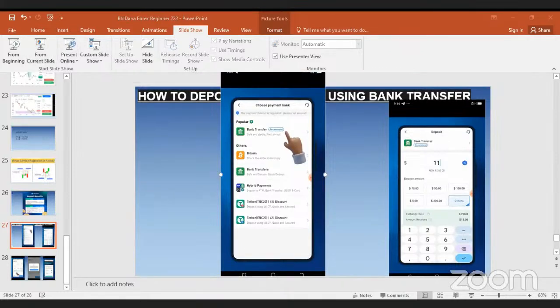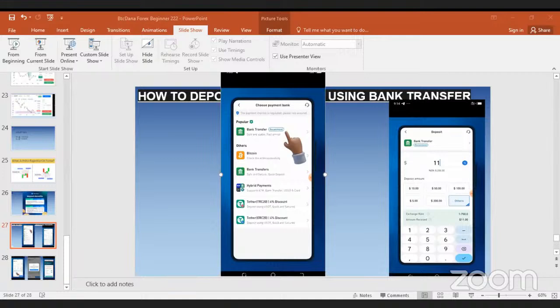So if you click on that deposit banner you are seeing on the live stream, it's going to take you straight to this place. Okay, it's going to take you to bank transfer. When you are in this bank transfer, click on the bank transfer, and it's going to take you to deposit.